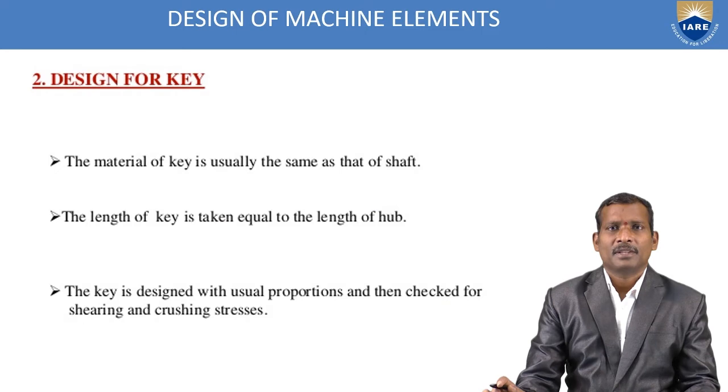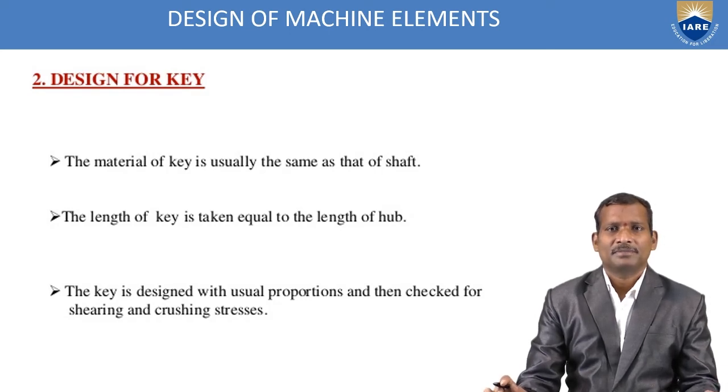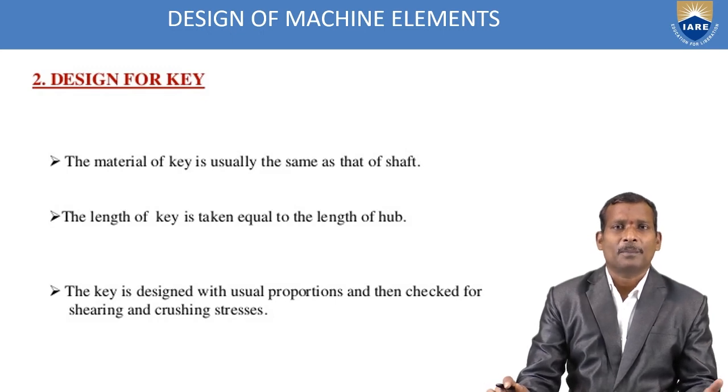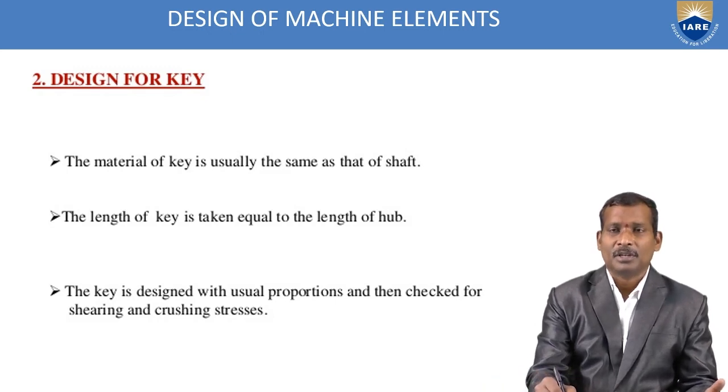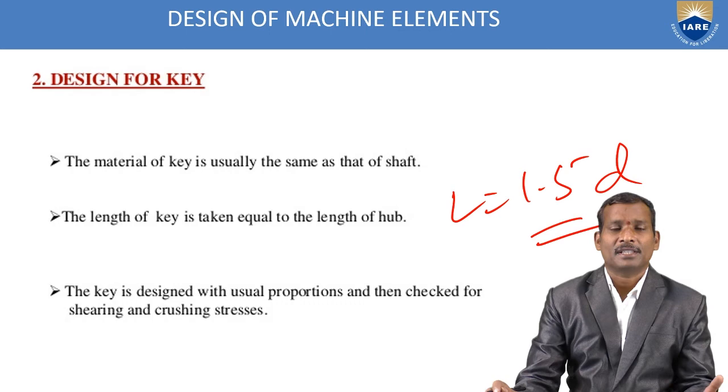Next, second one, design for key. The material of the key is usually the same as that of the shaft material. Here, the shaft material is mild steel, and the key material is also the same. The length of the key is taken equal to the length of the hub. So what is the length of the hub? The length of the hub is equal to 1.5 times d. Here d is the shaft diameter, already calculated in the first step.